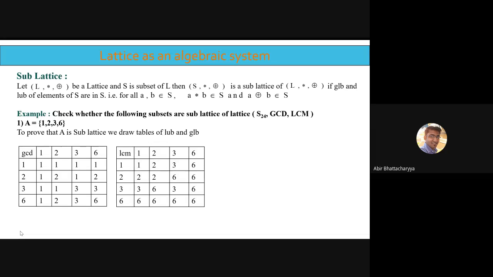What does that imply? This implies each and every element from those tables belongs to capital A. That means the GCD matrix and the LCM matrix have all elements belonging to {1, 2, 3, 6}. So A is a sublattice of S24. So finally our conclusion is A is a sublattice of S24.